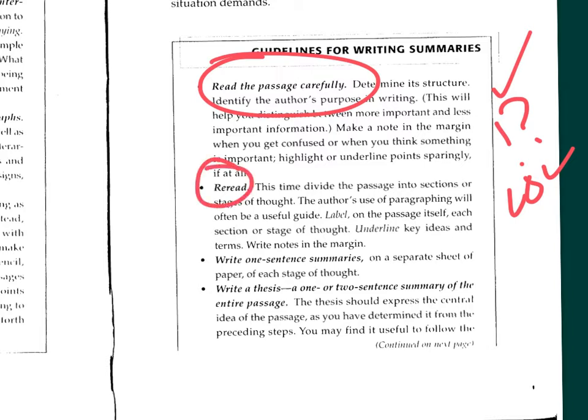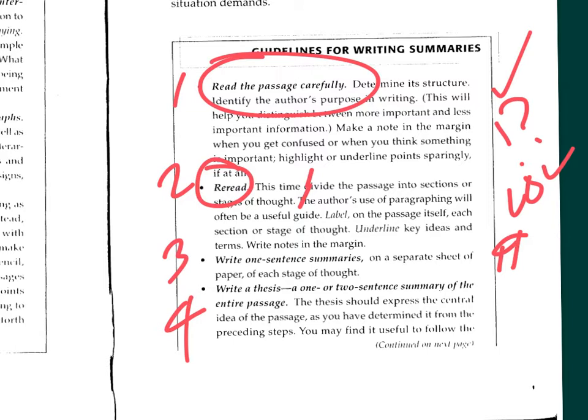It recommends that you reread it and then divide the passage into sections or stages of thought. This is all good advice. So that's the first thing. That's the second thing. The third thing is they suggest that you write one-sentence summaries on a separate sheet of paper. And typically you would do this at the paragraph level.